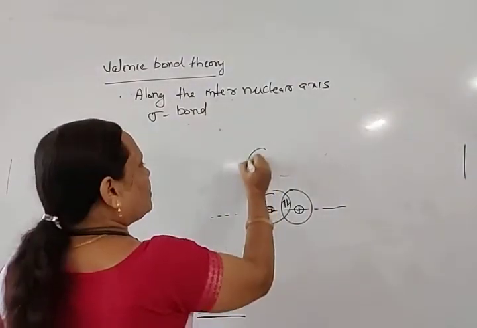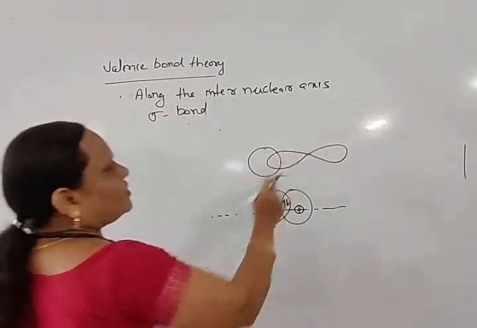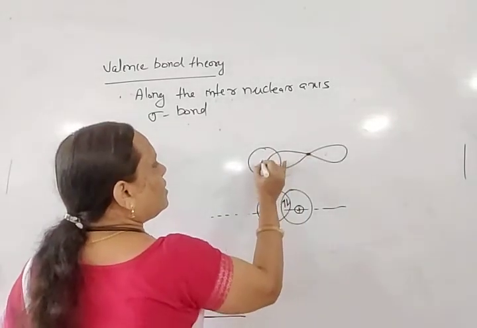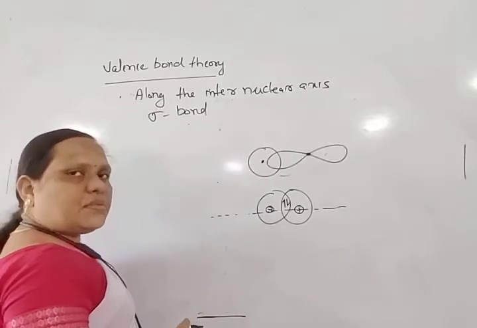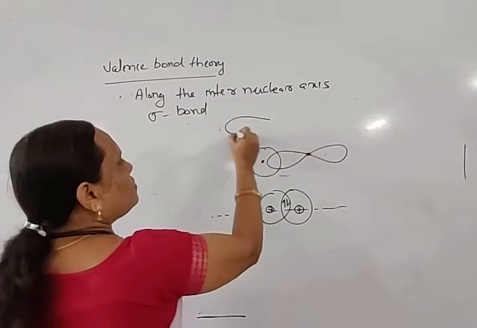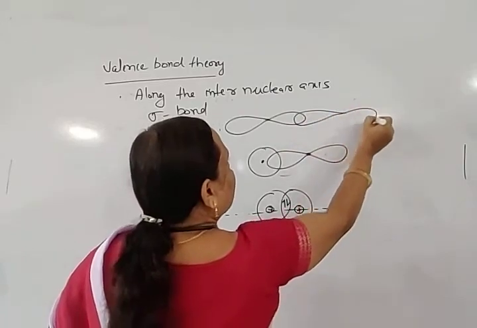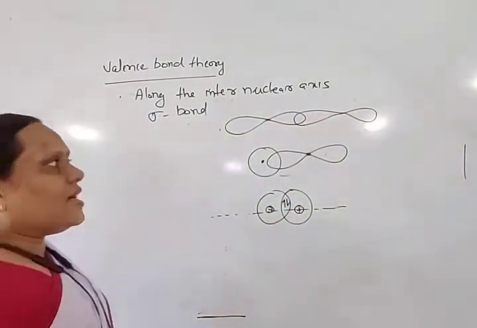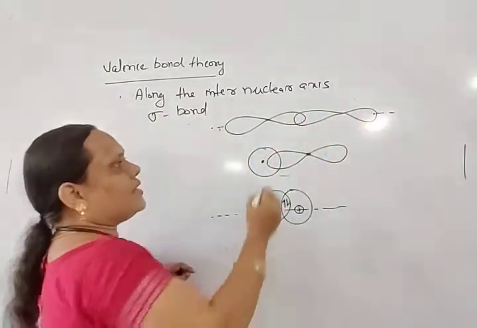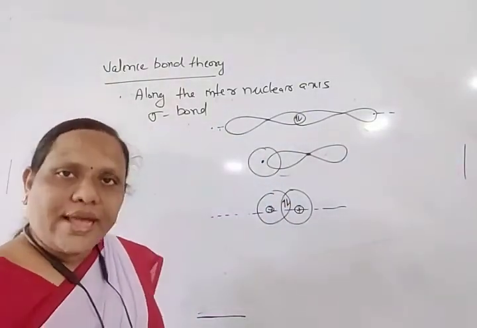Suppose there is one s orbital and another p orbital. If overlapping is like this, it is known as an sp sigma bond, with the nucleus here and the nucleus here. This is an ss sigma bond. And suppose this is one p orbital and this is another p orbital. So when p orbitals overlap like this, it is known as a pp sigma bond along the internuclear axis.